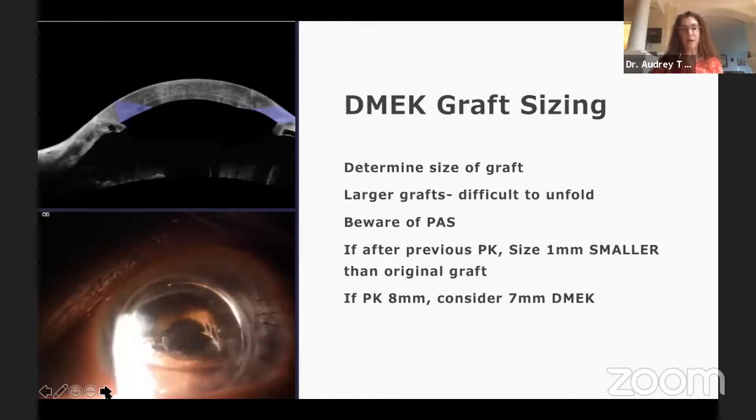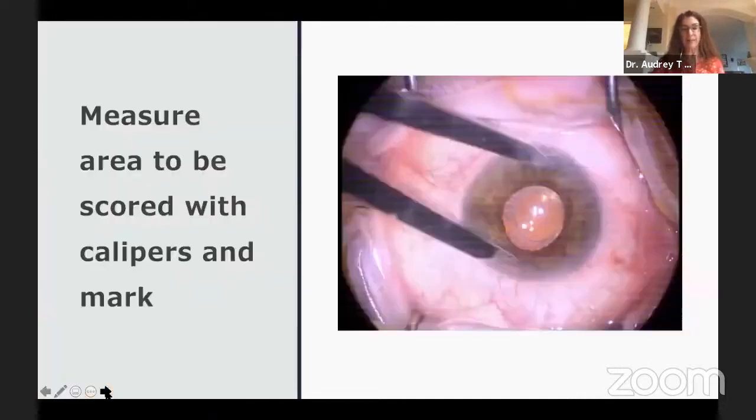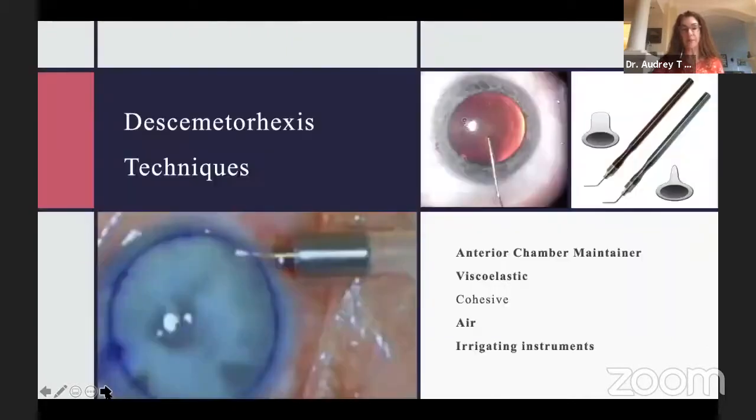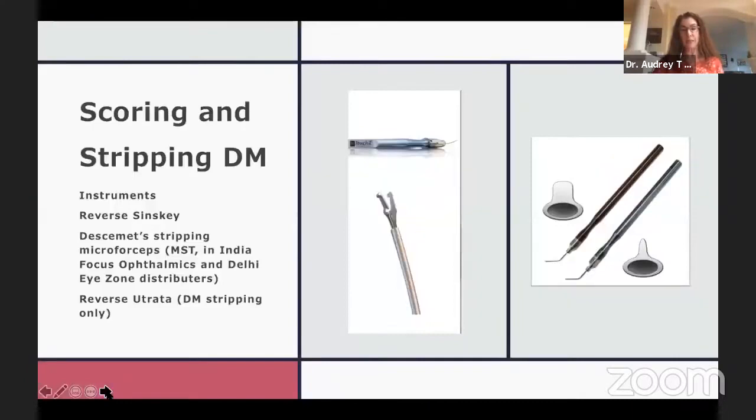Larger grafts are much more difficult to unfold, and beware of pass. Again, you want to measure the area with calipers and mark that, and be sure that everything is centered on where you want the graft to be. In terms of techniques for creating your descemetorhexis, again, you can use irrigating instruments to score and strip Descemet's membrane, and this is for DSEC or DMEC. You can use a reverse Sinskey.